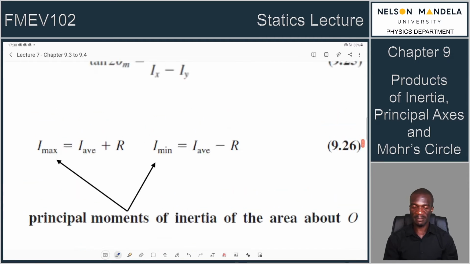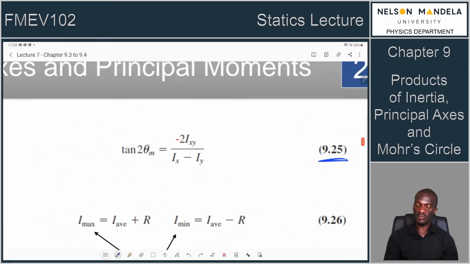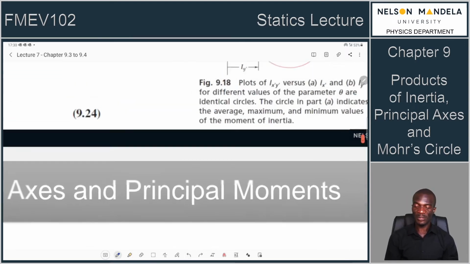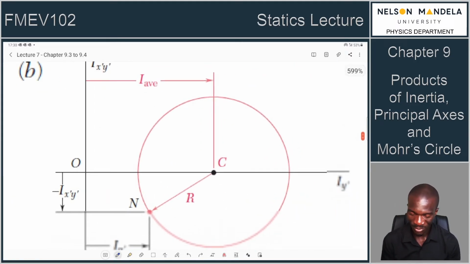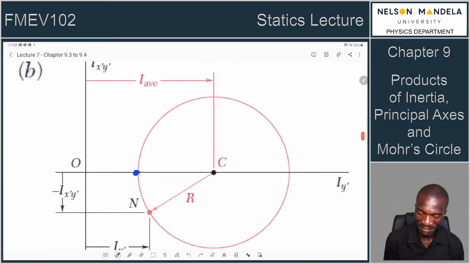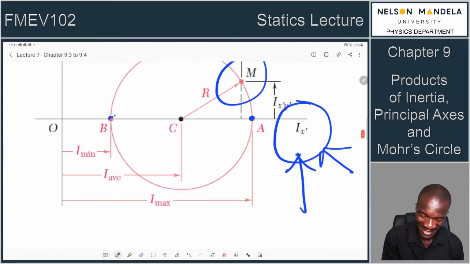Those are the principal moments of inertia of the area about the origin O. So if we want to find those principal moments, which are the maximum, look at where they are located. In this diagram, where can we find them? We say this one is I min, this is I max. In the other diagram, this is I max, this is I min.